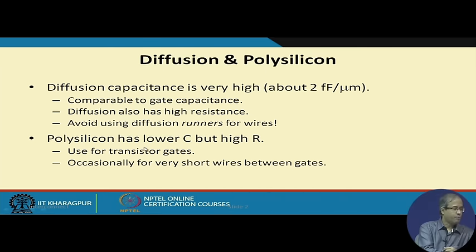on the diffusion layer. But in contrast, a polysilicon layer has a lower value of capacitance, but the resistance value is still high. But since the capacitance value is much lower than diffusion, for some cases where you need to interconnect two points which are very close apart, you may use the polysilicon line for connections. Like, I shall give you an example.